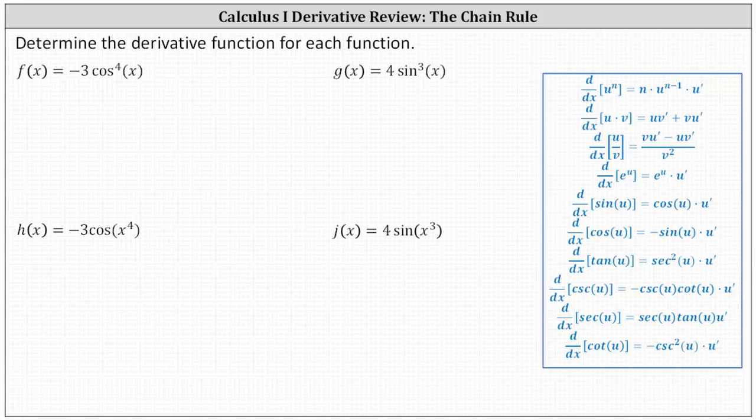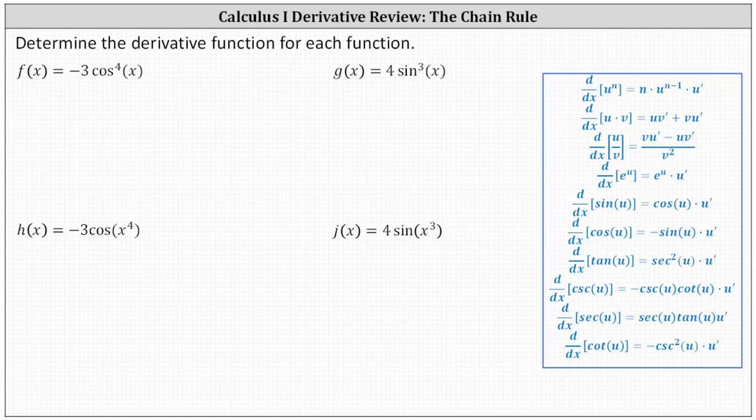We're asked to determine the derivative function for each given function. First, we have f of x equals negative 3 times cosine to the fourth x. The first thing to recognize here is that we have a composite function, and therefore to find the derivative function, we'll have to apply the chain rule.